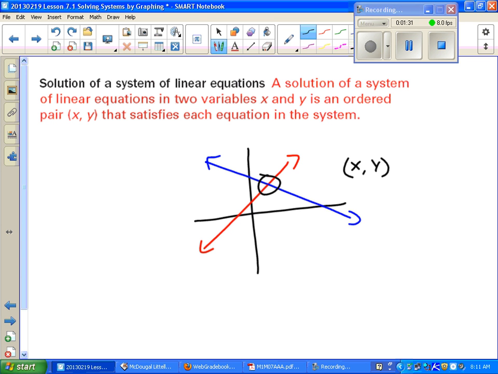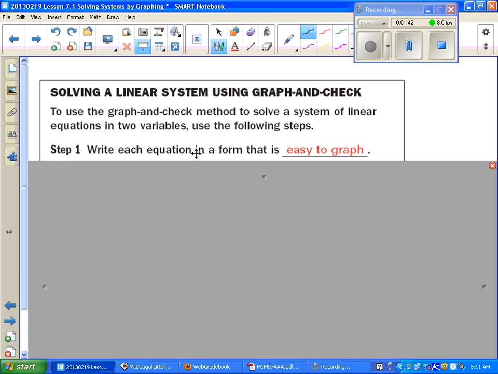Using graph paper, again, helps tremendously on this. We have small graphs provided on the sheets that you use, and I have a worksheet in a minute. We're going to do the same thing. Okay, we have a few steps in order to solve it. The first thing is to write the equation in a form that's easy to graph.